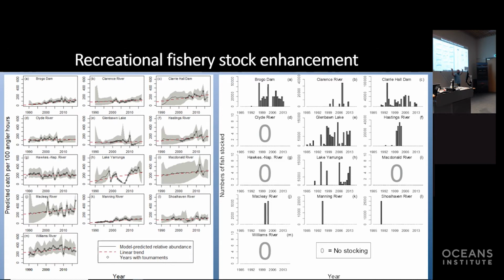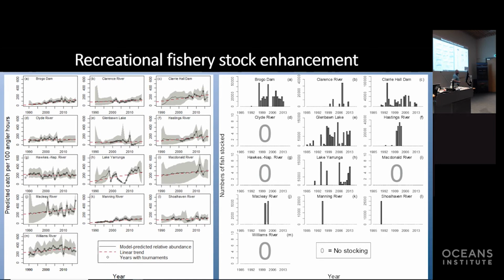These are terrible graphs. I apologize. But what we've got, each panel represents a system. And it could be an impoundment, like the one in the top corner, Brugga Dam. It could be a river. And some of them are stocked, some of them aren't. That's good. I wanted that information to learn about just natural variability outside of stocking.